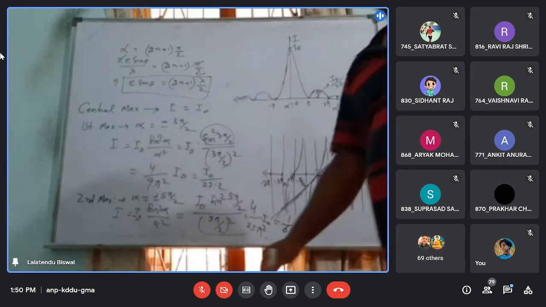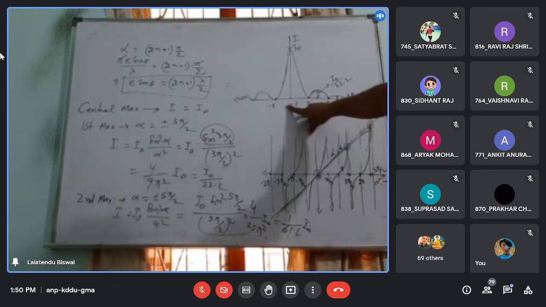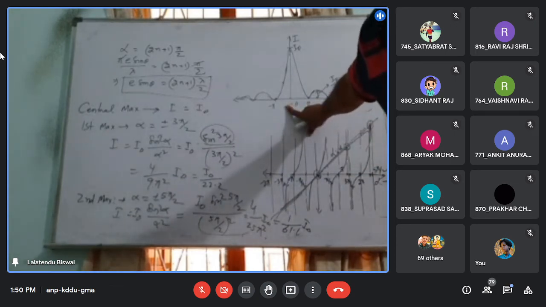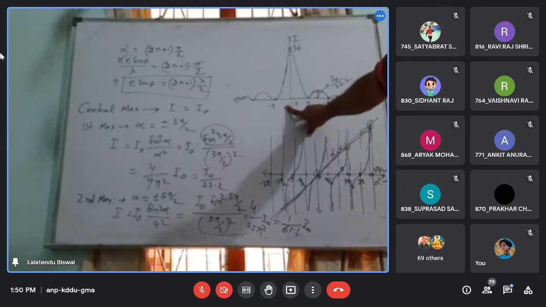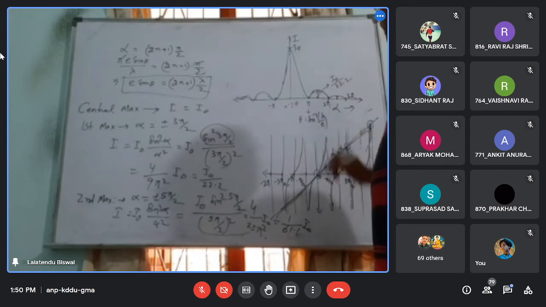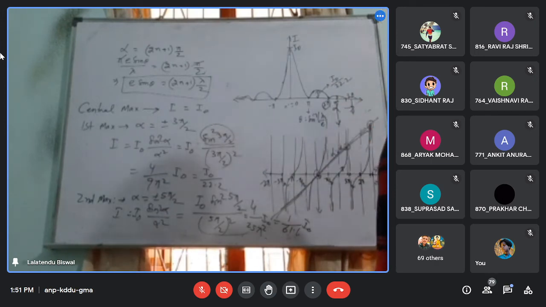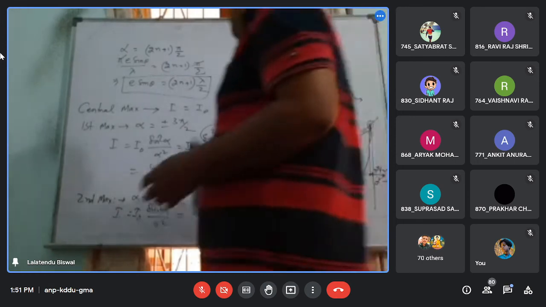So this is how you can plot the graph. Many times a question comes to plot the intensity versus angle graph. You see, when you take alpha equal to pi, theta becomes sin inverse lambda by e. Similarly, for 2 pi, for 3 pi by 2, all these values you can get easily. So you can plot the intensity versus alpha graph, or you can plot the intensity versus theta.